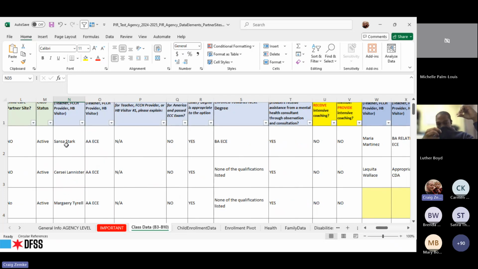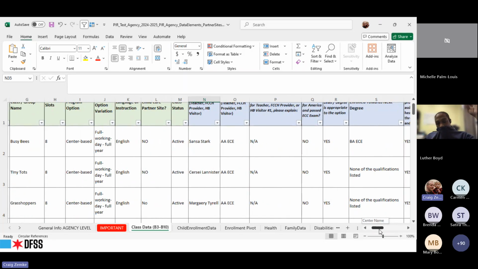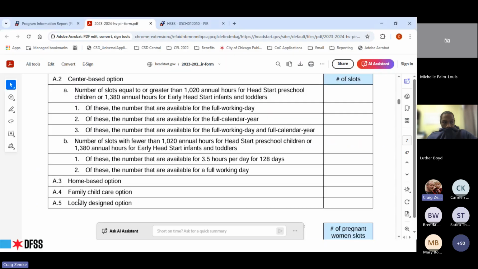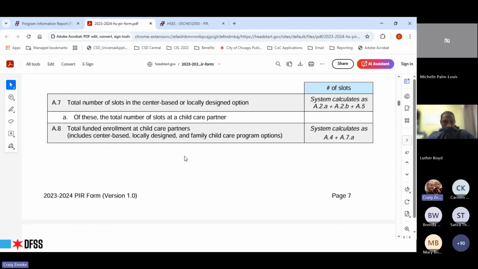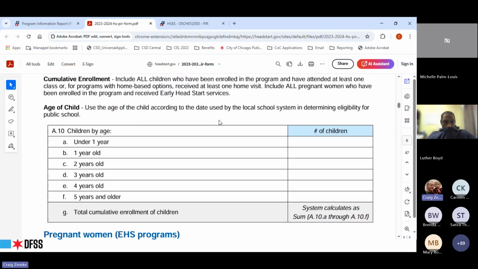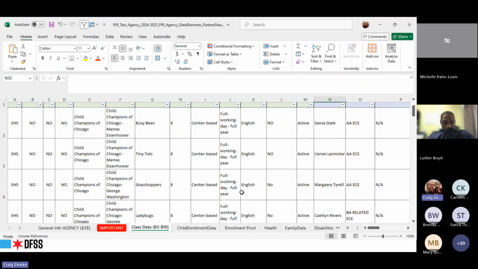to see. So per class, every line here is a class. We've got the teacher, we've got the assistant teacher. We asked for the funding. That's how we're filling out that section of the PIR, right? Total number of slots, total number of classes. Again, we're not making this up. So we want to know how many are active, and then we get into children by age. That's why we need the birth dates and so on.